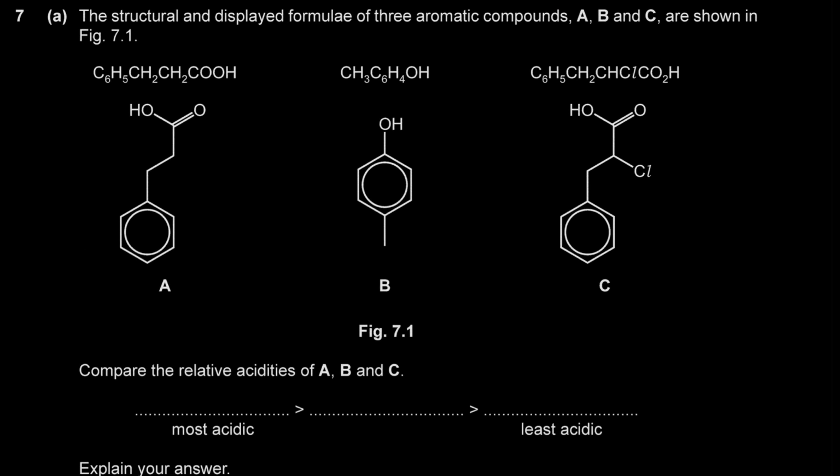So here we have question number 7. Part A says the structural and displayed formula of 3 aromatic compounds A, B, and C are shown in figure 7.1. Compare the relative acidities of A, B, and C.